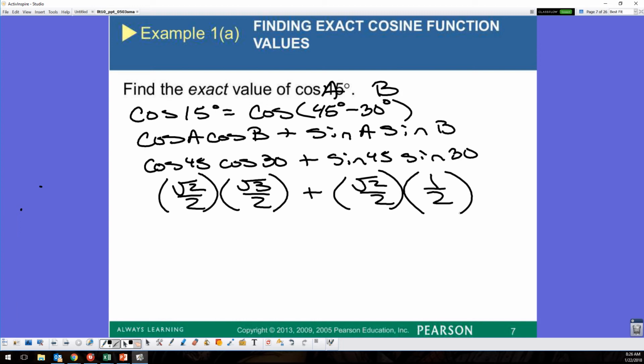And then, wait, are they supposed to equal the same? No, just leave it like that? So almost. I'm waiting for people to actually write this down.